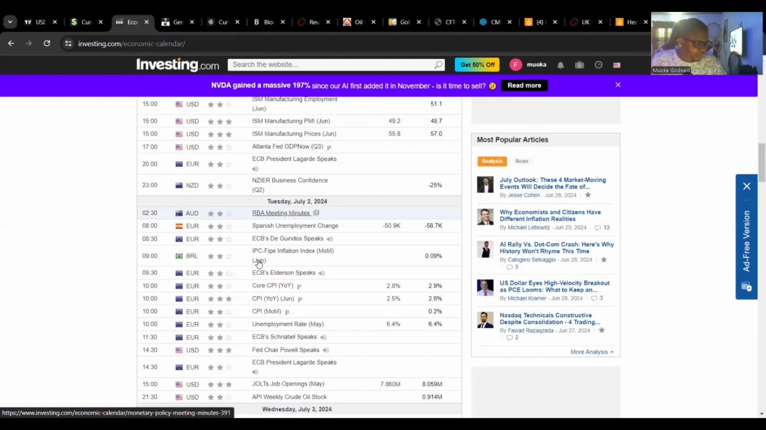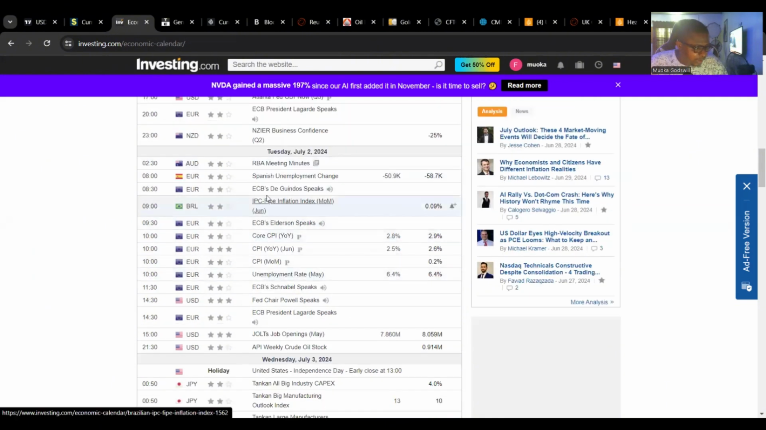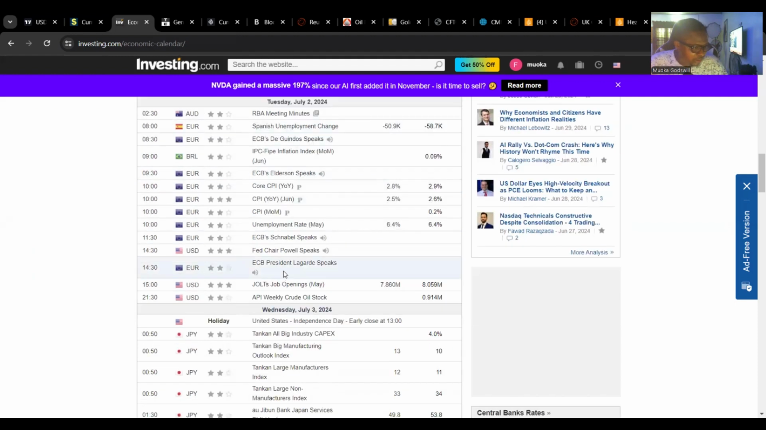On Tuesday, the Reserve Bank of Australia meeting minutes as well. Pay attention to that. Spanish unemployment change, pay attention to that as well. Maybe not so strong, but pay attention to that.